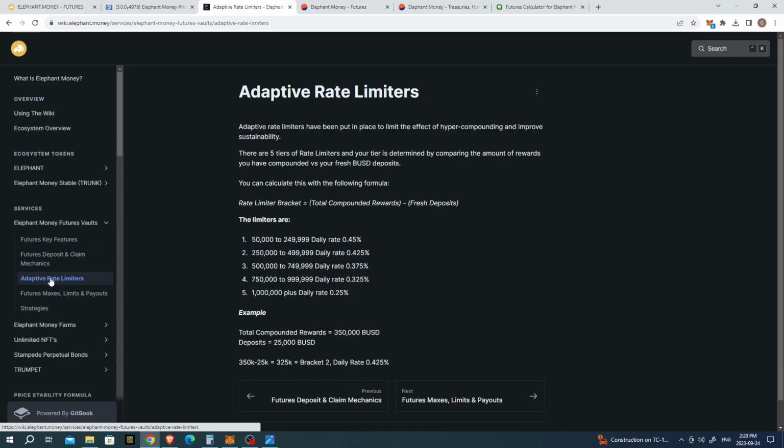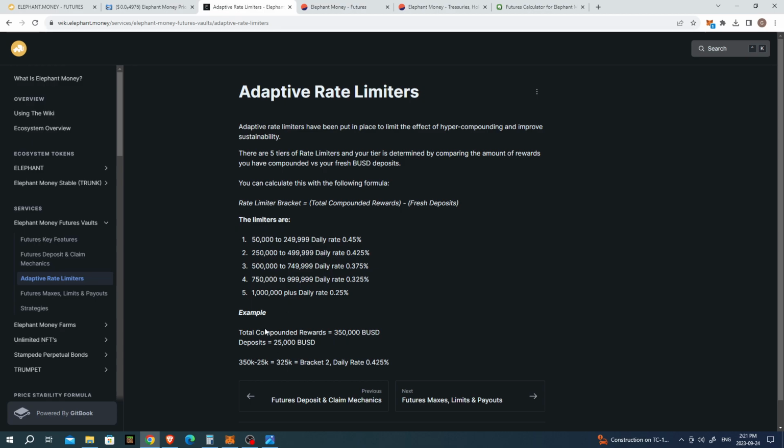So the caveats, as I talked about on the 5%, there are rate limiters here. So when you get over, we'll do a calculation. They have one down here. So if you have $350,000 in compounded rewards over the lifetime, and your total deposits are only $25,000. So if you start with an initial, say, $1,000, or maybe you started with $10,000, and not everybody has that kind of money, but you compound $200 over the lifetime.